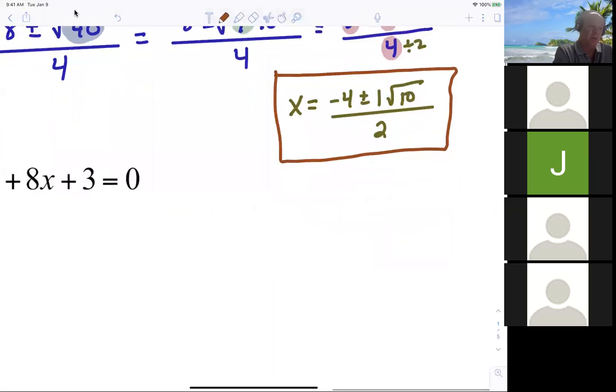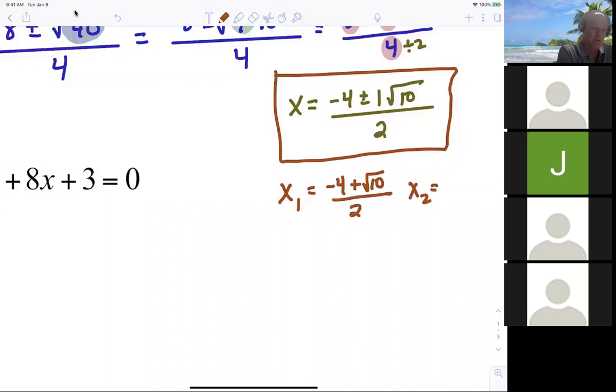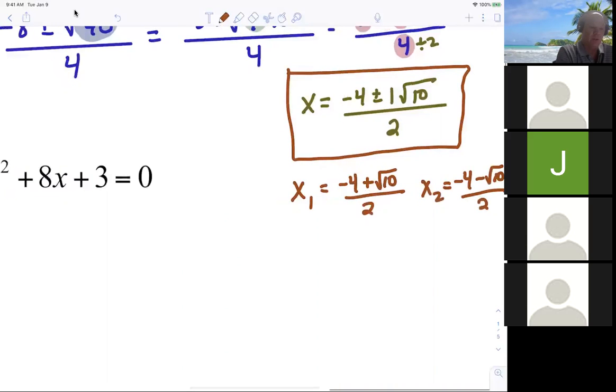Now, I just want to make sure I'm clear on this, because some kids asked me in the other class about this. So I want to say there are 2 solutions here. The first solution is negative 4 plus radical 10 over 2. The second solution would be negative 4 minus radical 10 over 2. It's just an easier way.